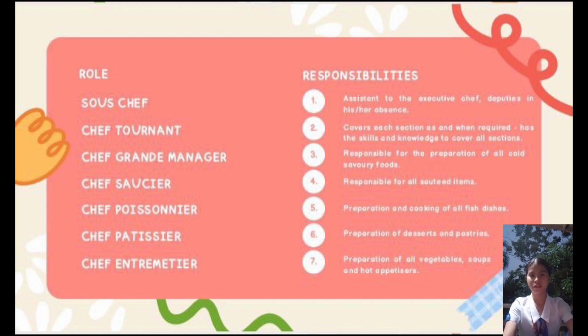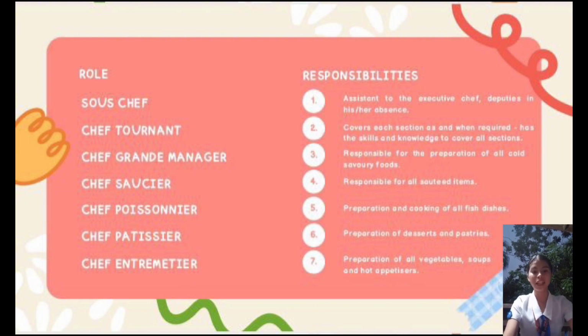First, sauce chef. Sauce chef is the assistant of the executive chef, deputies in his or her absence. So, ang sauce chef, mao assistant sa head chef sa kitchen. Kung absent ang head chef, siya ang mupuli. Next, chef tournant.